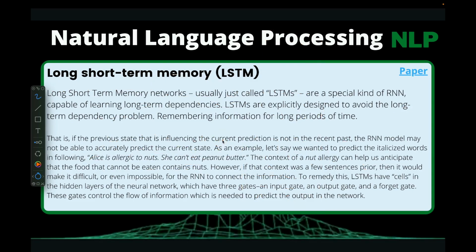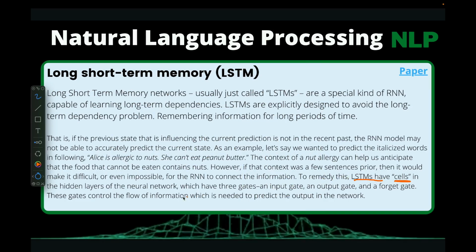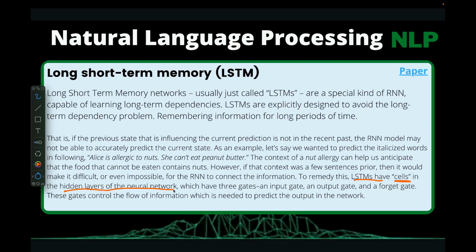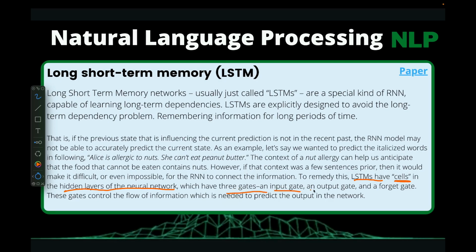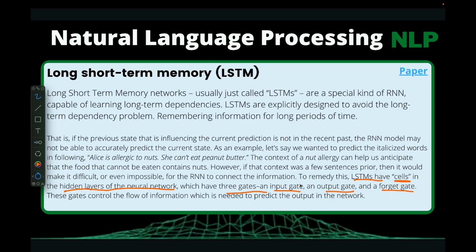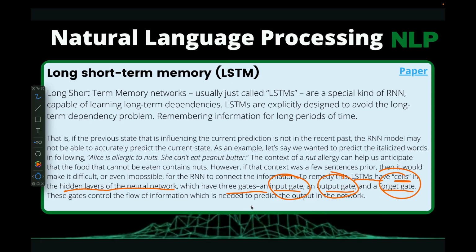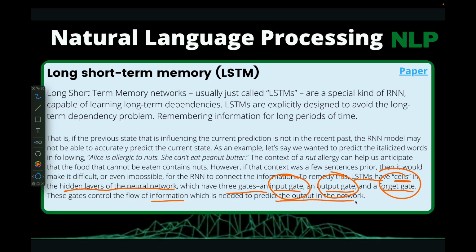Okay. All right. So now in that case, the remedy here is LSTMs, which have cells in the hidden layers of the neural network, with 3 gates: an input gate, an output gate, and a forget gate. And these gates control the flow of information which is needed to predict the output.